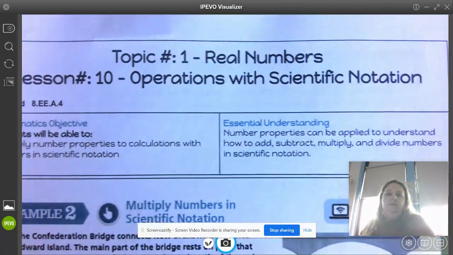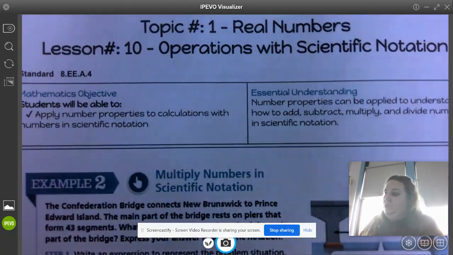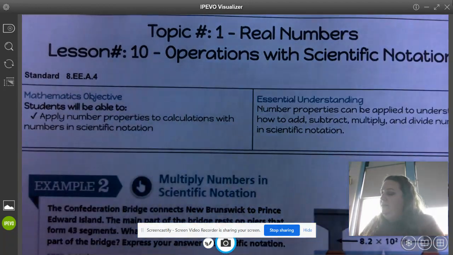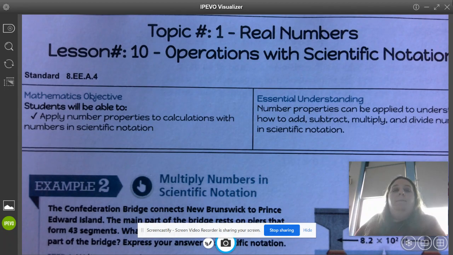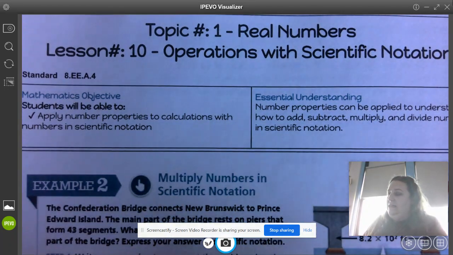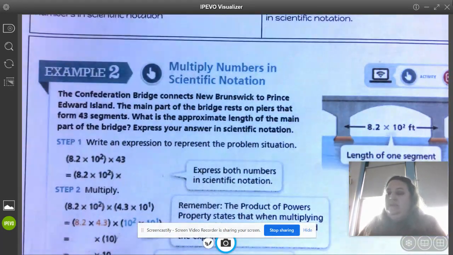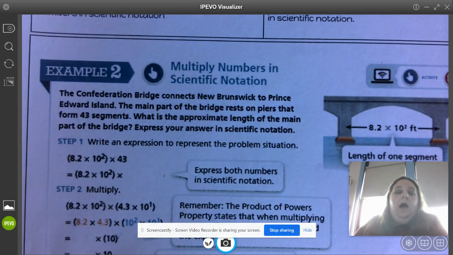Okay. So we're still in topic 1. It's our last lesson, Lesson 10, operations with scientific notation. We'll be able to apply number properties to calculations with numbers in scientific notation, and we're going to know how to do these operations. For this year, we're going to focus on multiplying and dividing in scientific notation. Today's lesson, we're going to focus on this first example here, multiplying, and then tomorrow or the next day, whenever I see you again, we're going to work on dividing.